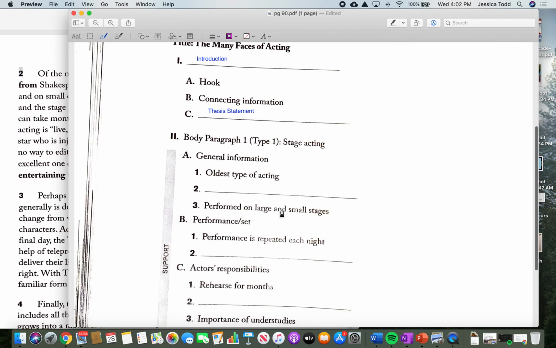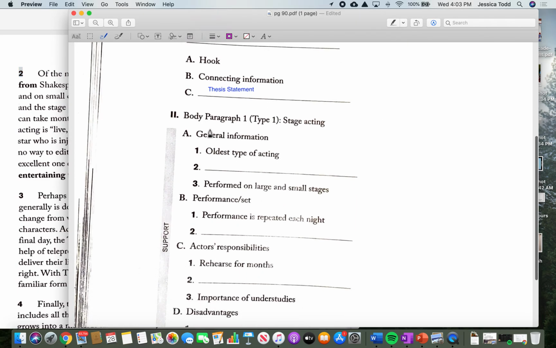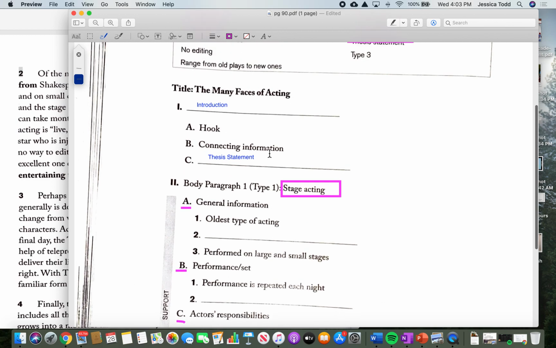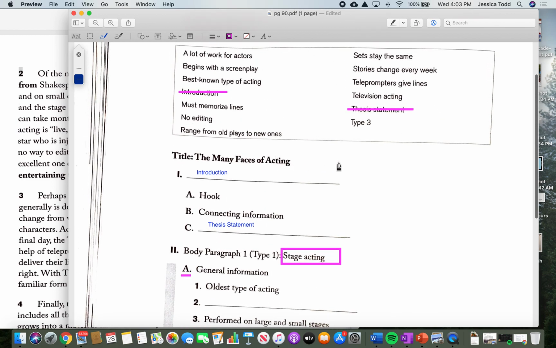And now I'm going to fill in this portion of the outline. Notice that in body paragraph 1, the focus is on stage acting. This is the point of development, stage acting. And notice that it has several key points, A, B, C, and D. And within each of those points, there is a supporting detail, okay? So I'm going to go back and forth between the essay and the outline to try to fill in the gaps. And I'm also going to use this box up here to fill in the gaps here.